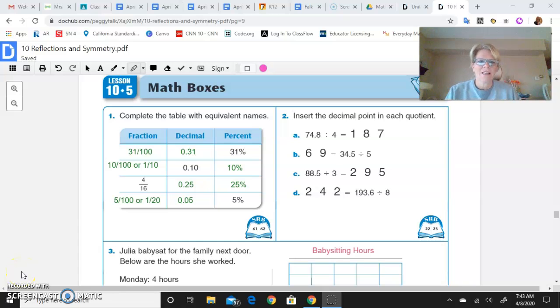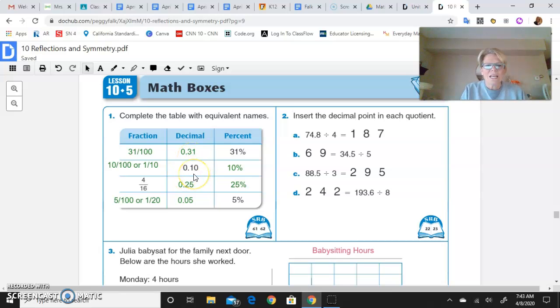So here are the answers to Wednesday's assignment. So Journal 282 we'll start with. You had to complete the table with the equivalent names, so fractions, decimals, percent. Here they gave you 31%, which is the same as 31 over 100, and that cannot be reduced any lower, which is the same as 31 hundredths as a decimal.